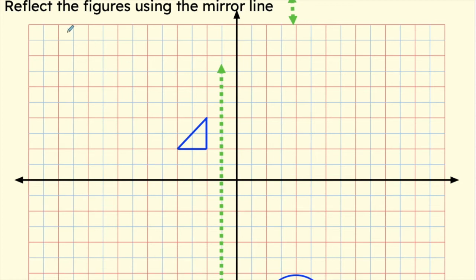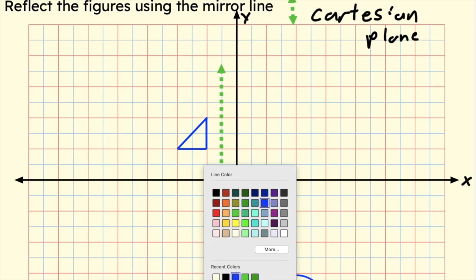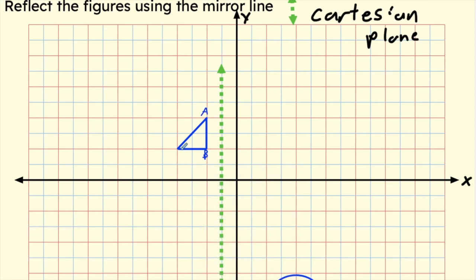All right, so let's look at some examples. Reflect the figures using the mirror line. So our mirror line in this is going to be this green dotted line. We just have a basic coordinate grid, or sometimes we call this the Cartesian plane. Same thing, we have our y-axis and our x-axis. So I'm going to flip this blue triangle over this green mirror line. What can be helpful if it's not labeled before is to label each point. So I'll call this A, B, and C.